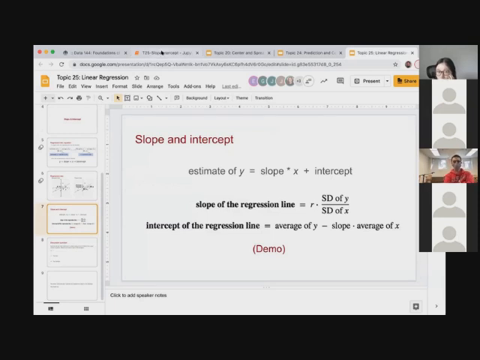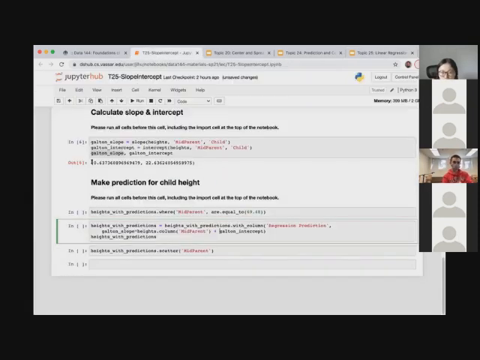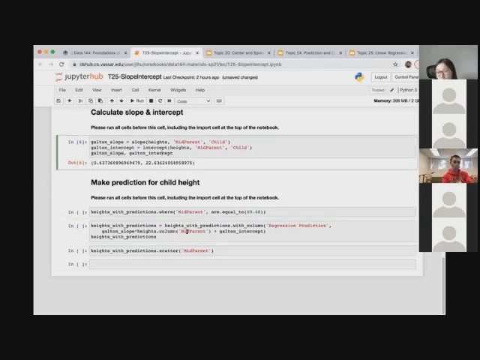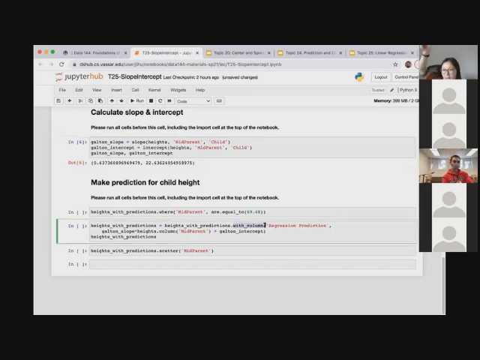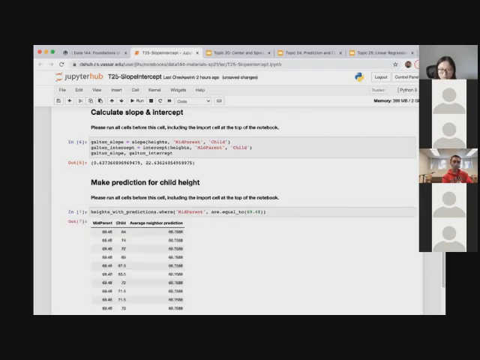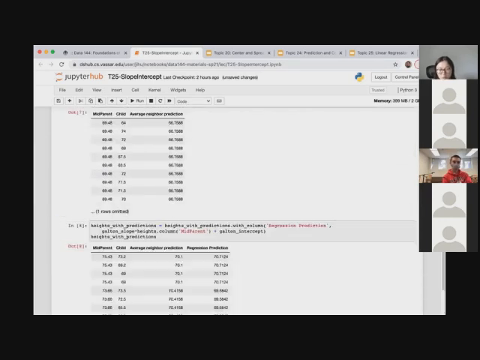So for us, if we have computed the slope, which is about 0.64, and the intercept, which is about 22.64, then we're able to use them to make predictions for all of the mid-parents that we have in the table. And what we do is we use the with column method to add a new regression prediction column. That prediction is done by slope times X plus intercept. So that's what we mean by the regression and the prediction. So let me do that.